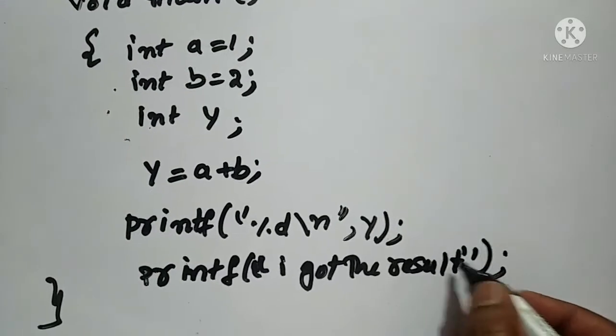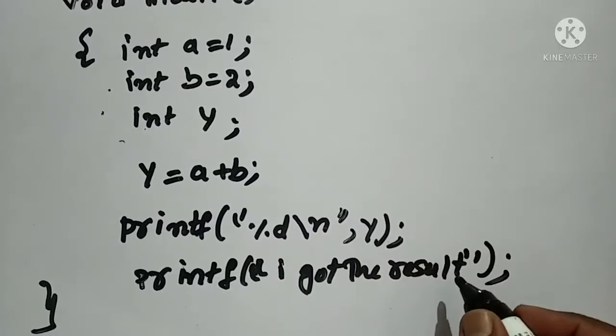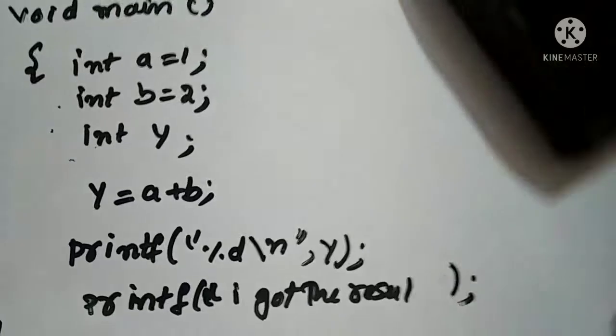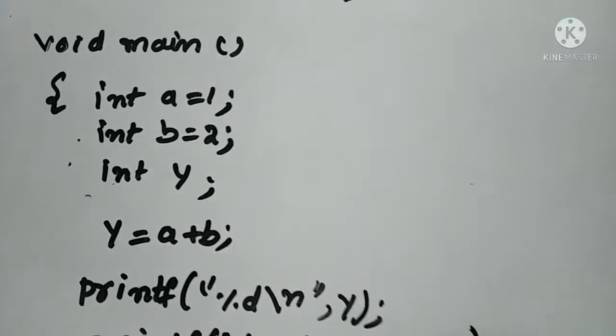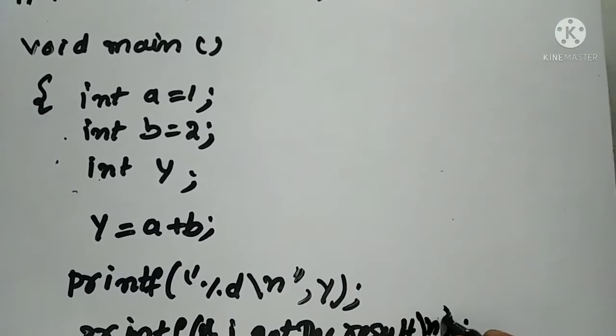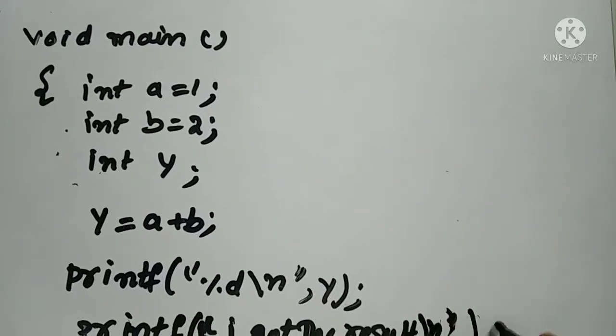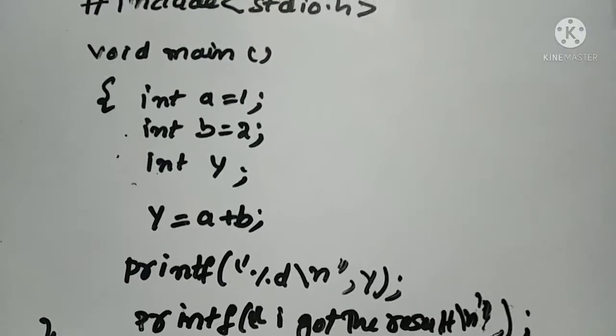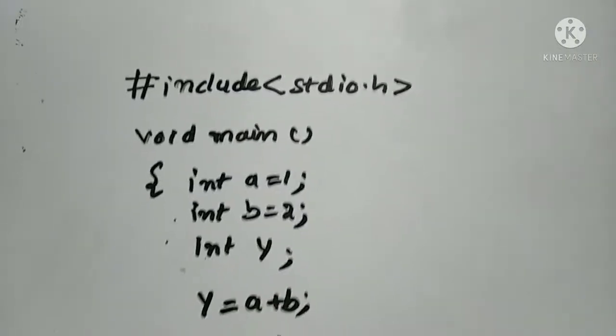Like this, any statement I want, I can put those statements. Here I can put \n for a new line. If \n is not there, then it will not go to the new line. So let us execute this program on our laptop.